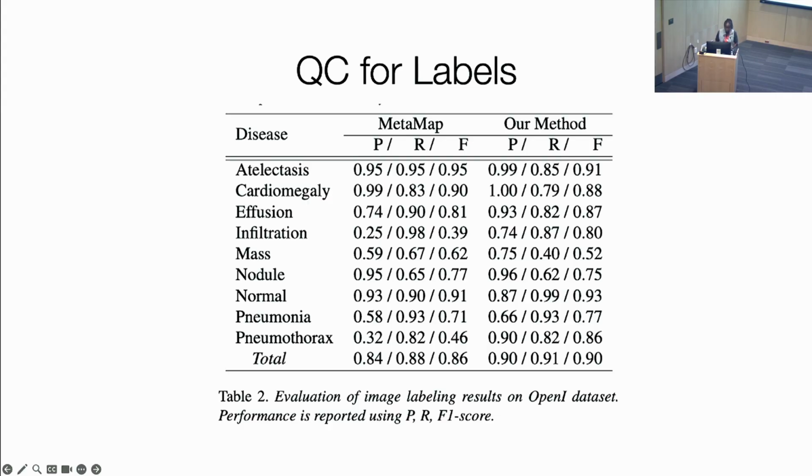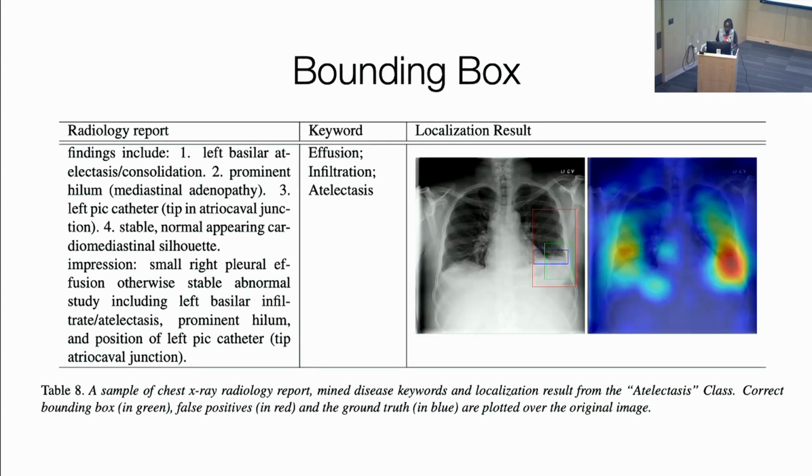And so they were using the OpenI dataset and then trying to say what was the precision, recall, and the F1 score of the method for producing the labels themselves. And they noticed that their improvement, which was the contribution, was that when they used negation and uncertainty detection, they ended up removing the false positives.